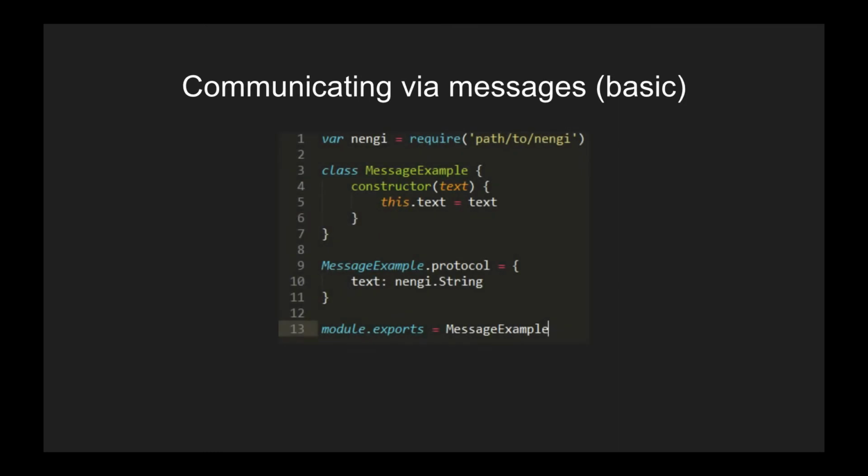Here we have a class representing a message example. It is very simple. It has only one property called text. The only part of this code which is actually nengi is on lines 9, 10, and 11, where you see the protocol. This says basically that if we send this object across the network, all we care about is the property called text, and we're going to send text as a string.